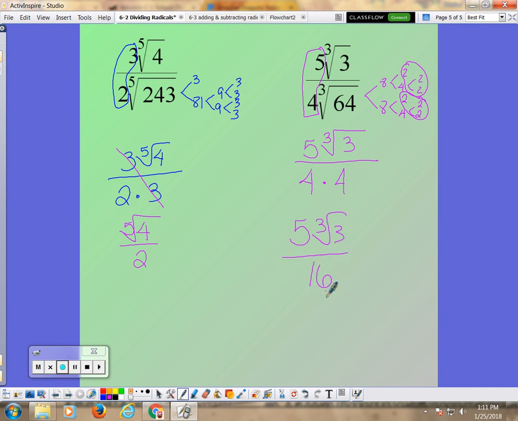So now remember, outsides to outsides can reduce. Insides to insides can reduce. So if I had 4 over 4 square root of something over square root of something, those 4's would reduce. So inside to inside, outside to outside, you can reduce.